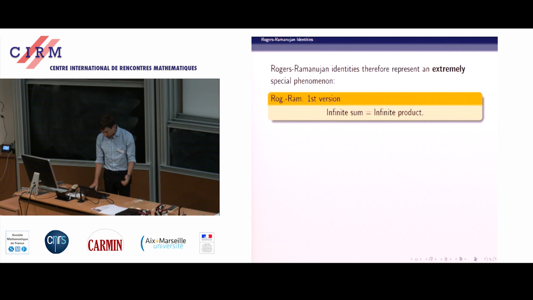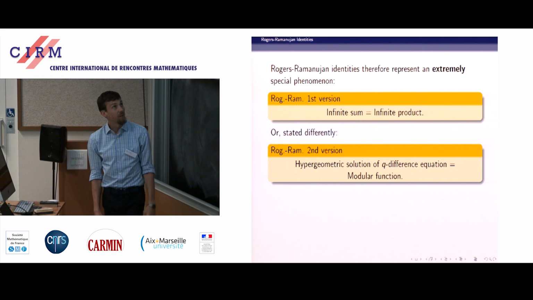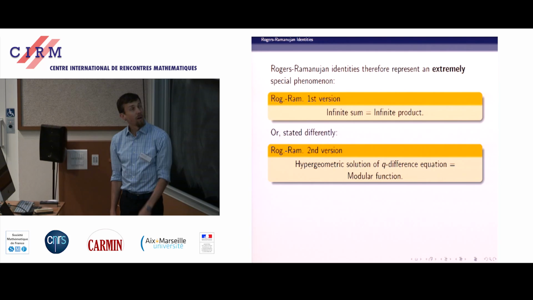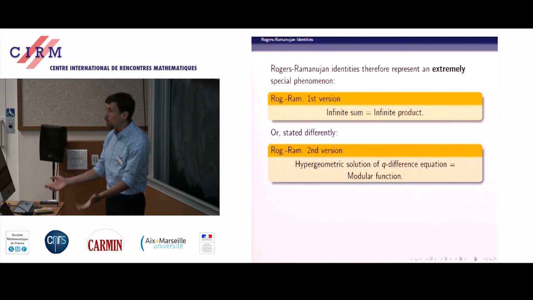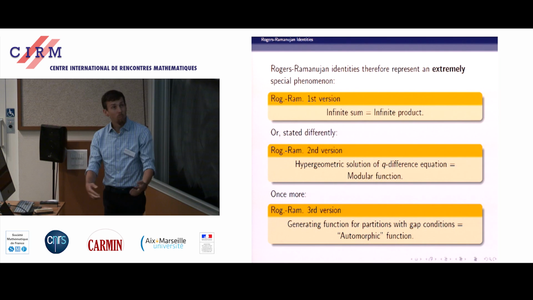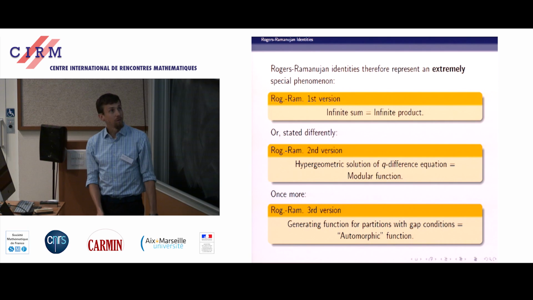Or here's another way to state and think about this identity, that on the one side, there's a hypergeometric q series that has something to do with q difference equations. I'll come back to that a bit later. And it actually turns out to be a modular function, up to a rational q power. Or, another way of thinking about what this special phenomenon is and how it might guide your future searches for equally meaningful or special identities and instances of this sort of phenomenon. We have a generating function for certain partitions with simple combinatorial conditions that ends up giving you some sort of automorphic function. In this case, a modular function.